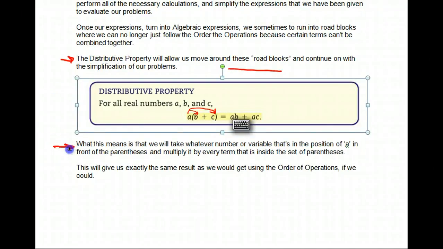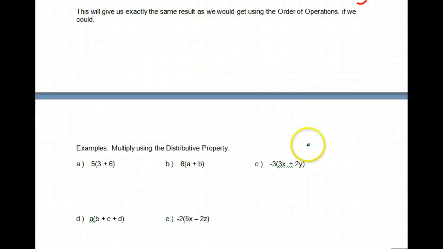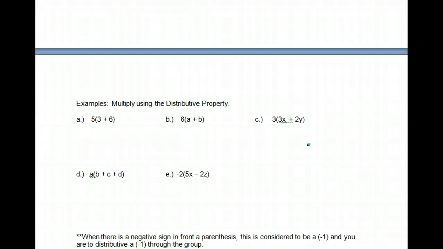This paragraph right here is going to be very important for you to explain what the distributive property is telling us what to do. This will give us exactly the same result as we would get if we were using the order of operations, if we could, okay? If we could. Now, let's look at our example problems that we have here.